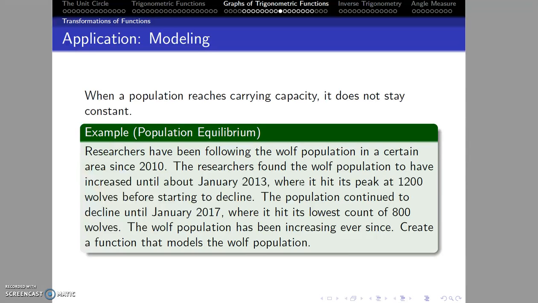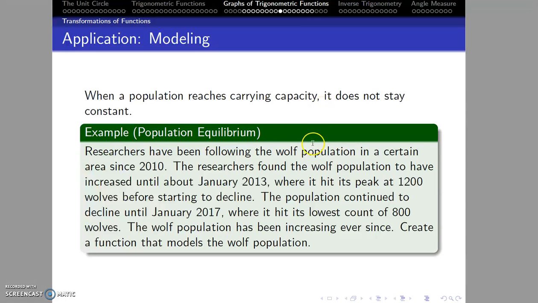I've got researchers following some wolf population in an area. They've been doing it since 2010. And they found that every year, or every month out of every year even, the population had been increasing steadily until about January 2013. It hit its peak of about 1,200 wolves, and then the population started to go down. And it steadily declined for 4 years until January 2017, when it hit the lowest count they ever found of 800 wolves. And then since, it's been increasing ever since.